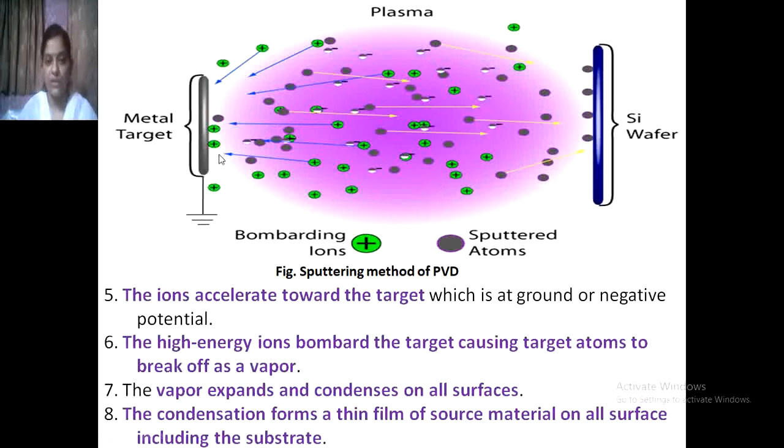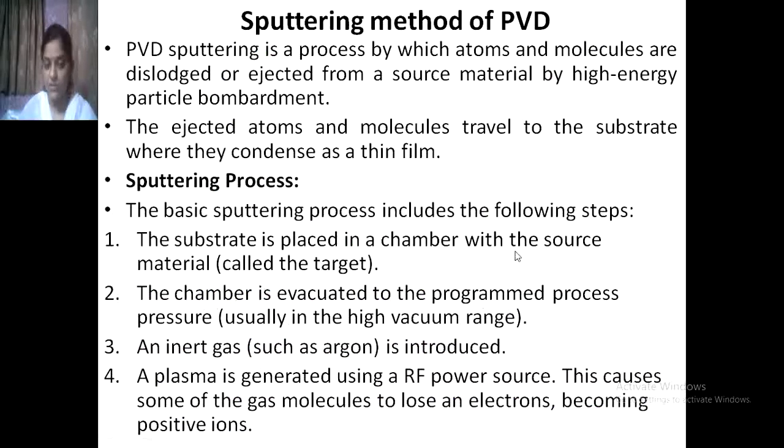So, the sputtering method. This is the metal with substrate and target, then the plasma, with bombarding of ions and sputtered atoms, that is silicon vapor. The substrate is placed in a chamber with the source material. The chamber is evacuated to the programmed process pressure. Then an inert gas is introduced, that is maybe the plasma.